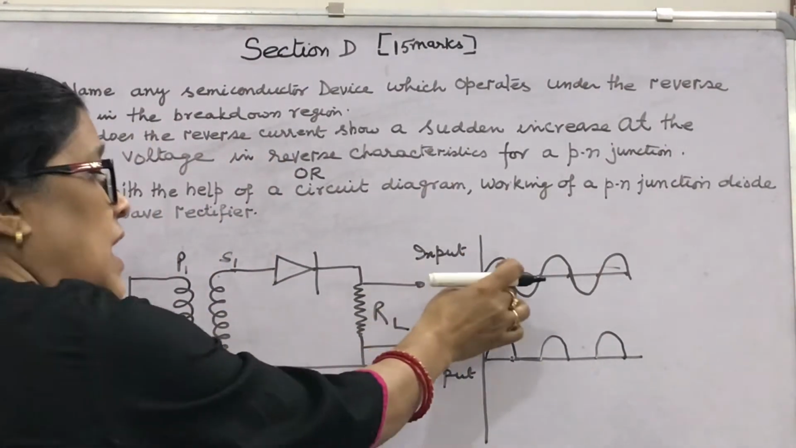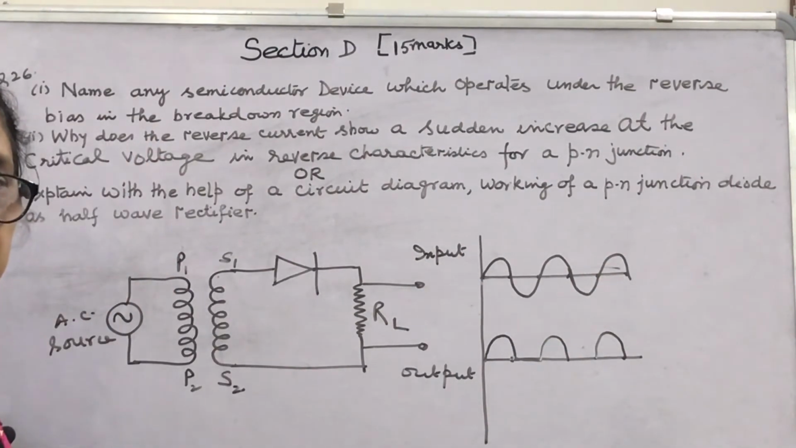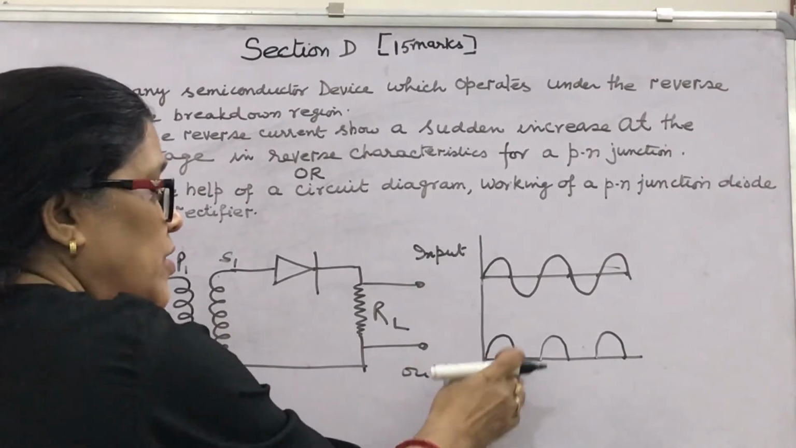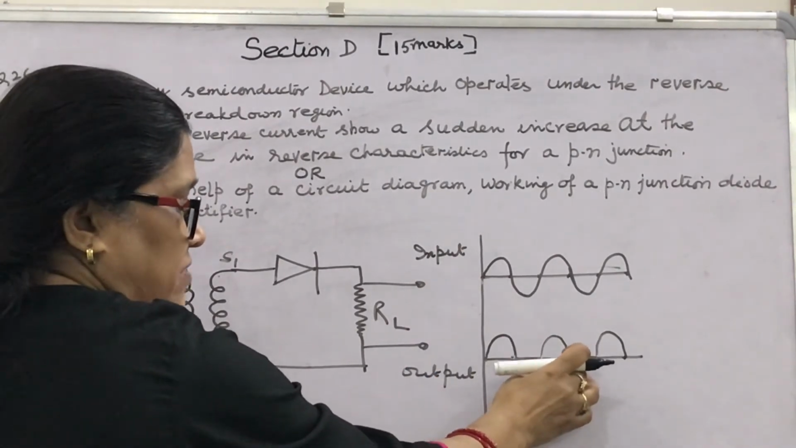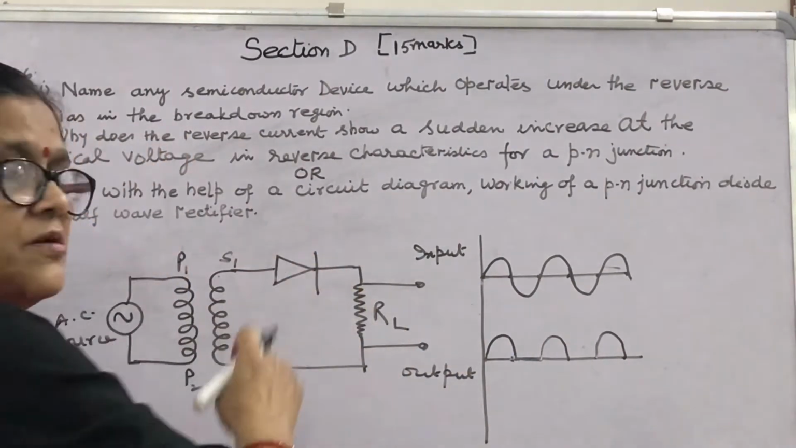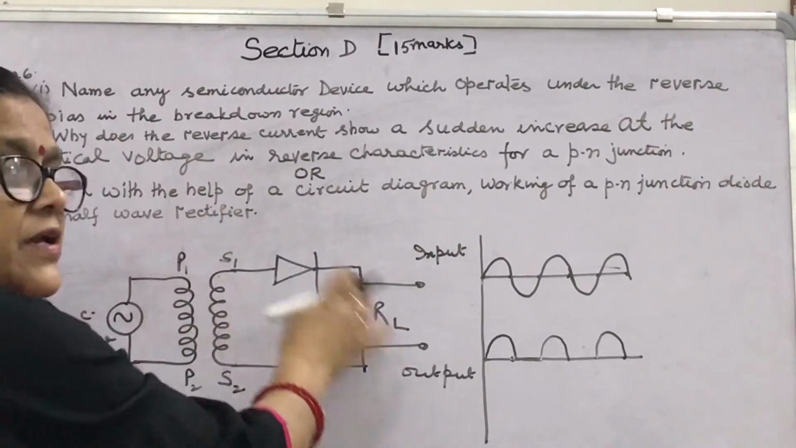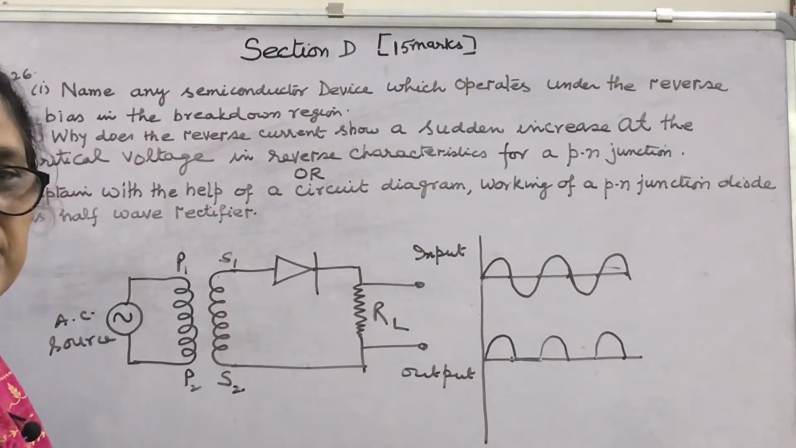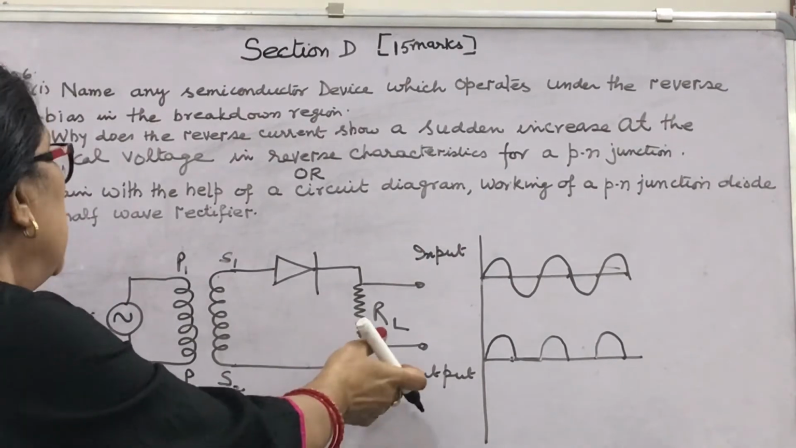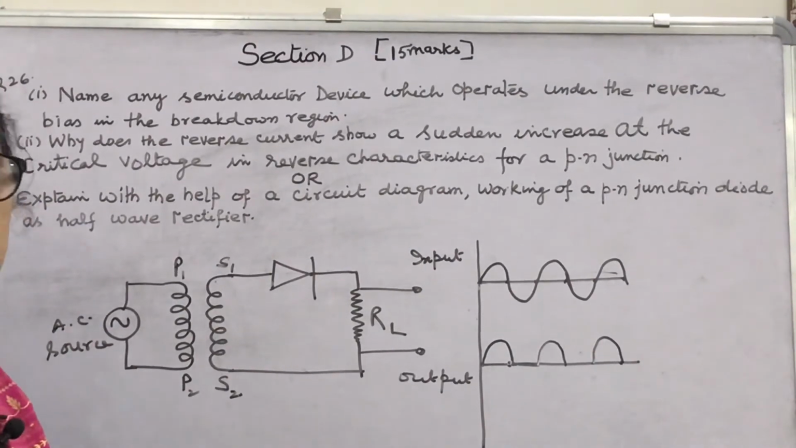Since the half wave of input is rectified, you are getting current only for the half wave, not for that half wave during which the PN junction becomes reverse biased. That's why this is called a half wave rectifier, since half of the AC input is rectified. So in this way, this is the working of a PN junction as a half wave rectifier.